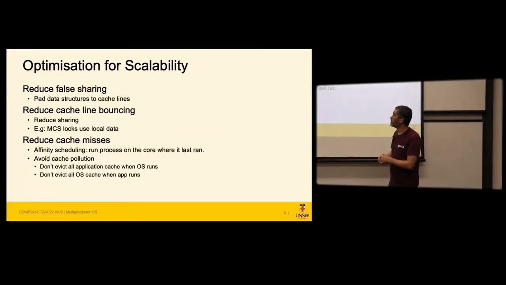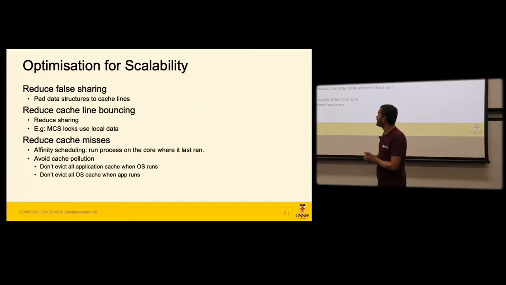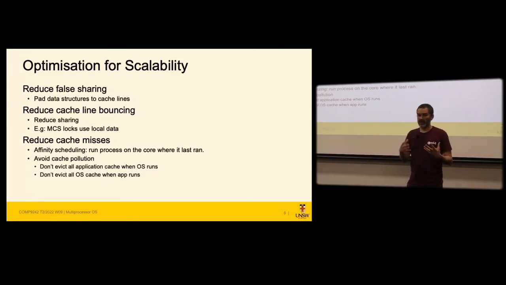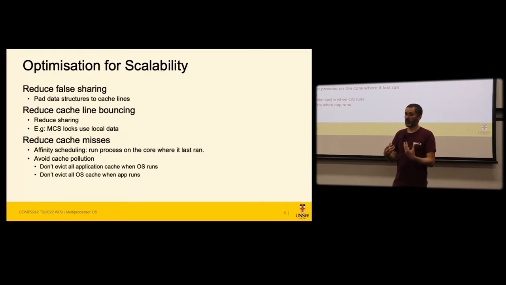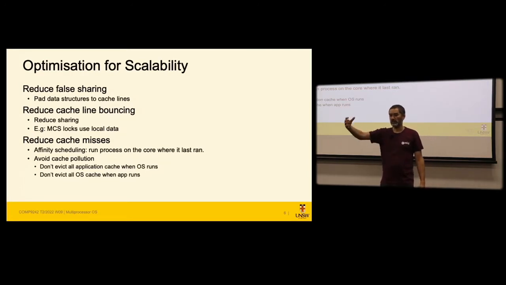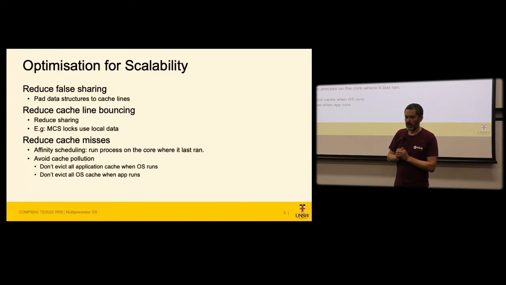Then you want to do things like reduce false sharing. So make sure you pad your data structures so that independent data structures don't share a cache line, for example, right? So that if one core is accessing one data structure and one core is accessing a different data structure, you don't start getting problems with cache conflicts and so on.